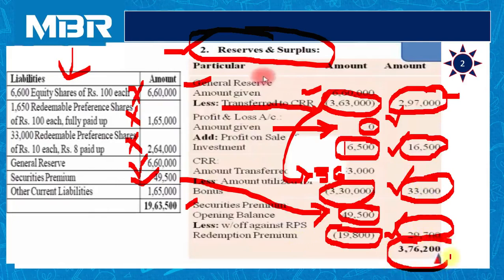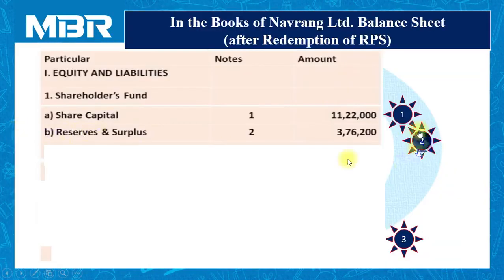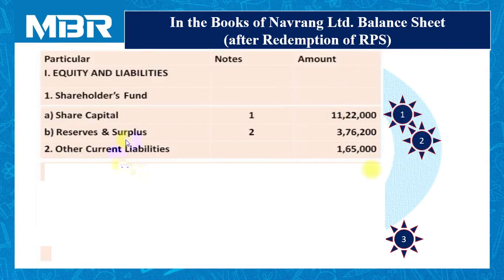So total amount available after the calculation of reserves and surplus is rupees 3,76,200. We have to transfer these 3,76,200 to the balance sheet in note number 2. Let us enter 3,76,200 in the balance sheet, and reserves and surplus available over here with 3,76,200.